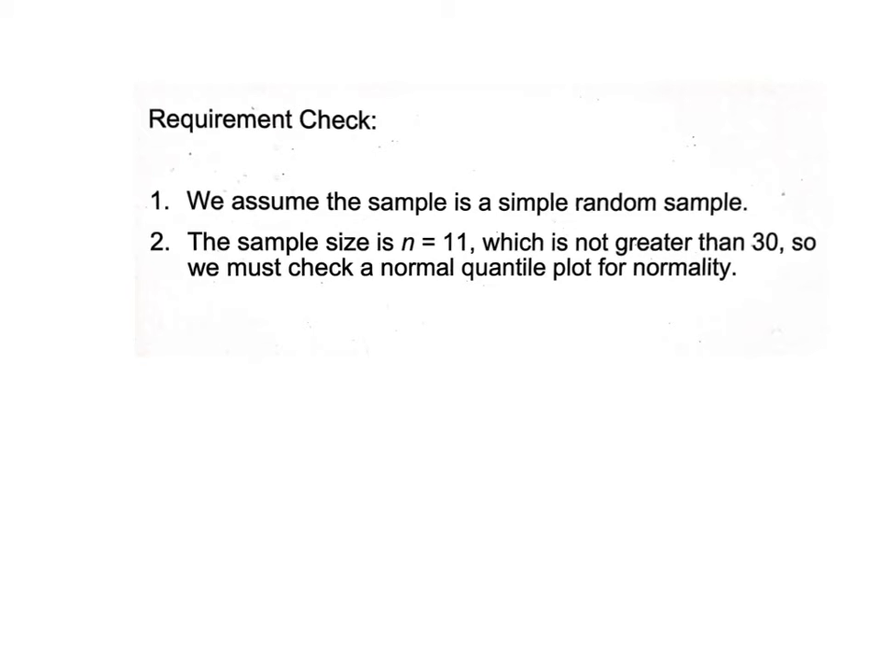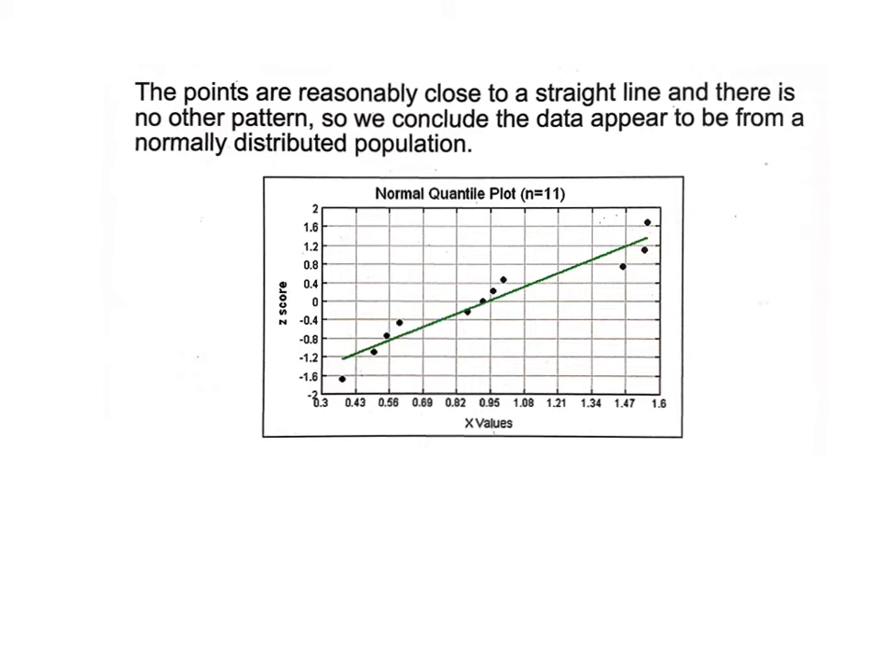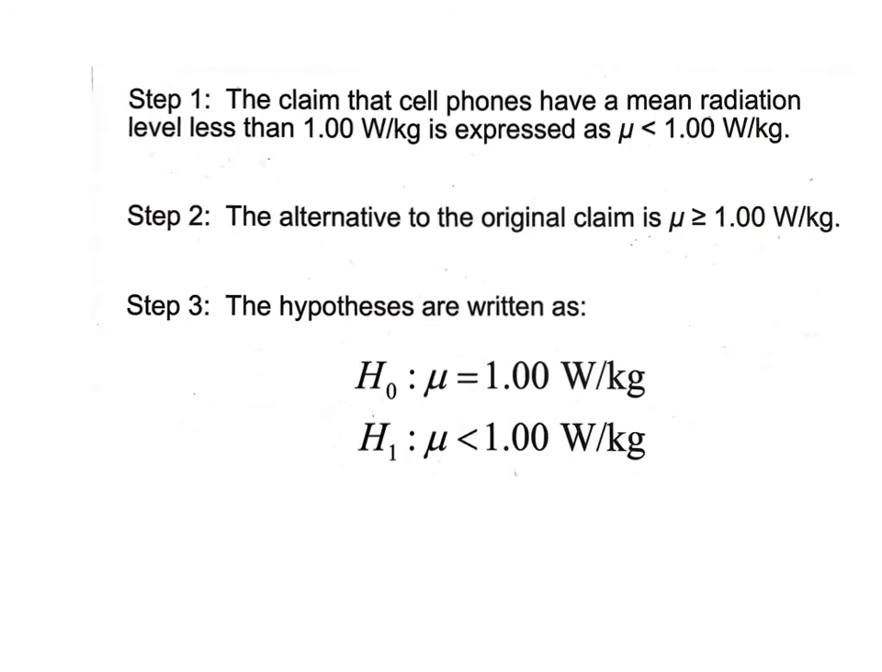Continuing, requirement check. We assume the sample is a simple random sample. And number two, the sample size n is 11, which isn't big enough. It's not greater than 30. So you must check a QQ plot to see if it's normal. There's a QQ plot, and I drew a line through there, and you can tell it's fairly close. So we're going to say it is from a normally distributed population, because the QQ plot is fairly close to a line. Step 1, the claim was that it was less than 1. The alternative claim would be greater than or equal to 1. So here we go. Our H0 is that mu is exactly 1, and the claim, or the alternate hypothesis, is that the population mean is less than 1. So that's what we're going to test.